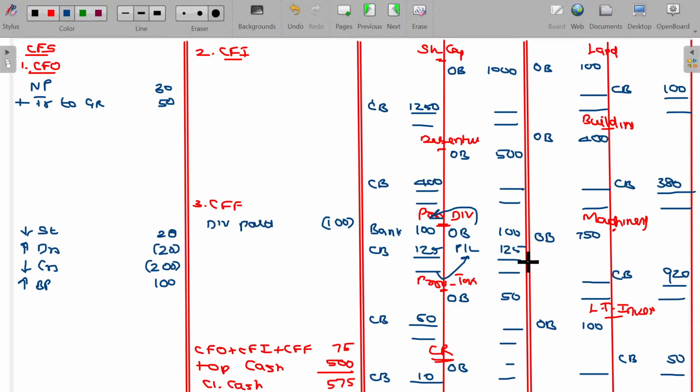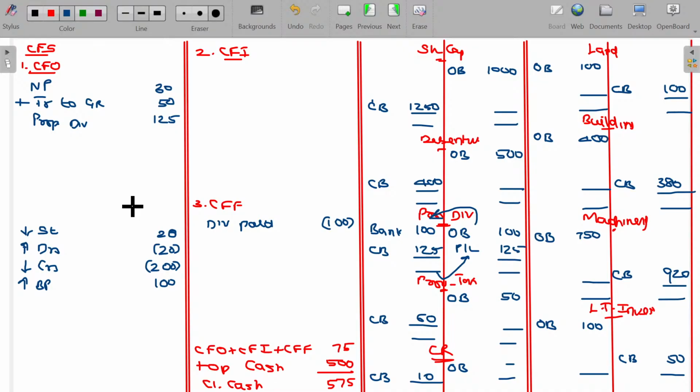This amount debited in the P&L account is not related to the cash transaction. So since it is debited, it should be added back. So here, proposed dividend. Very simple. Any items debited in the P&L account are added, any items credited will be subtracted. That's how you can understand the logic. So 125.